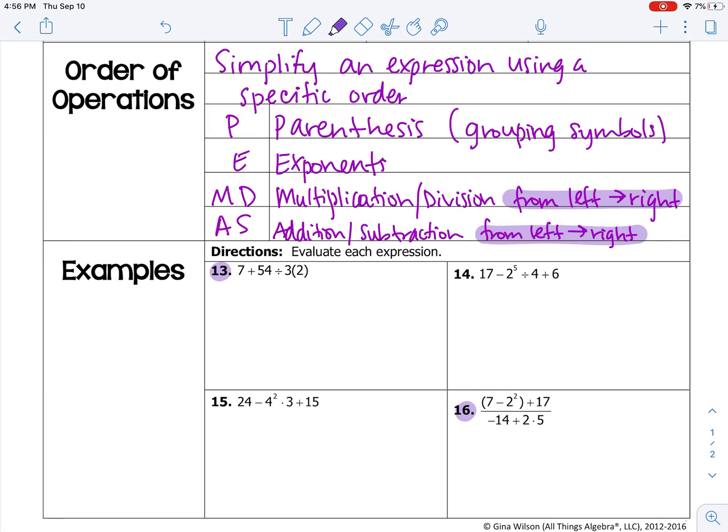So looking at number 13, if I look past the 7 plus for just a moment, I see after the plus, all I have is division and multiplication. So even though the M is before the D in PEMDAS, when all I have is multiplication and division, I work it from left to right. So the very first thing I need to do is 54 divided by 3.